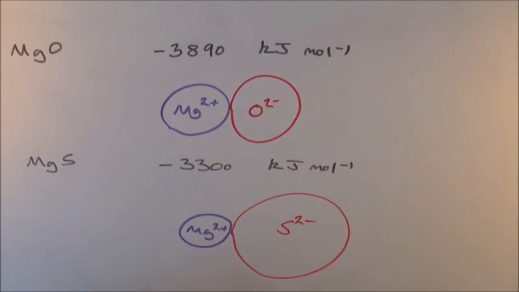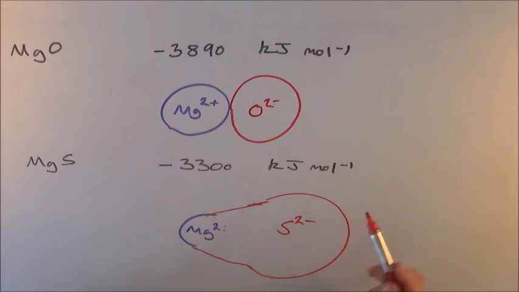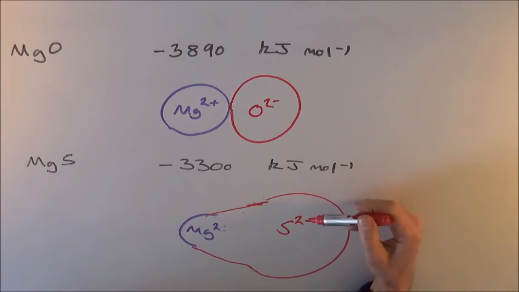Now, because the sulfide ion is that much larger, it's more easily distorted by the positive ion, by the magnesium ion. So in magnesium sulfide you're going to have more covalent character, more overlapping of the electron shells. Now I'm not saying you don't get any overlapping in magnesium oxide, but it's going to be less simply because the negative ion is not as large as the sulfide ion.